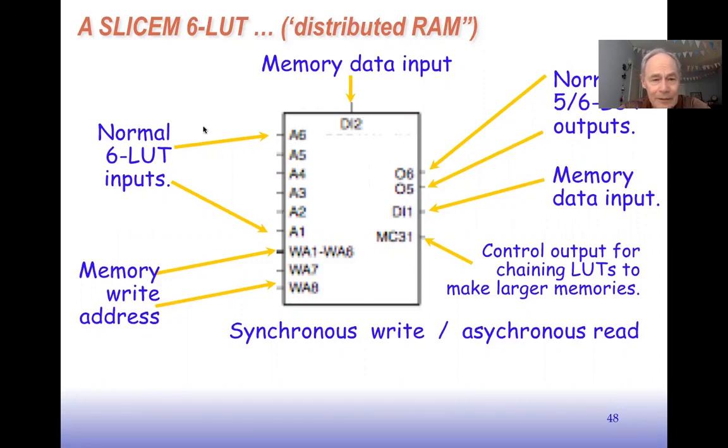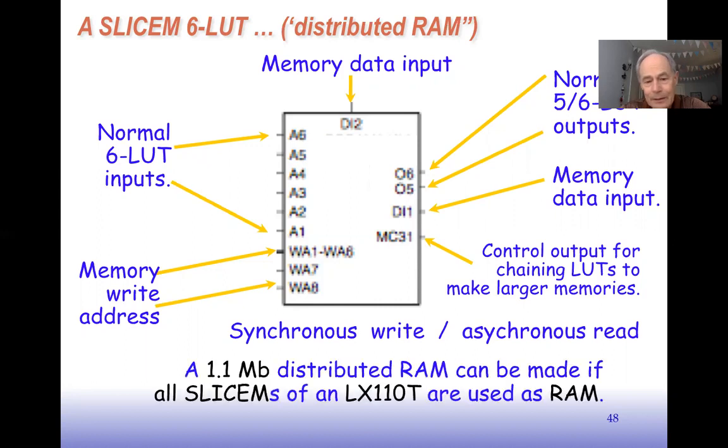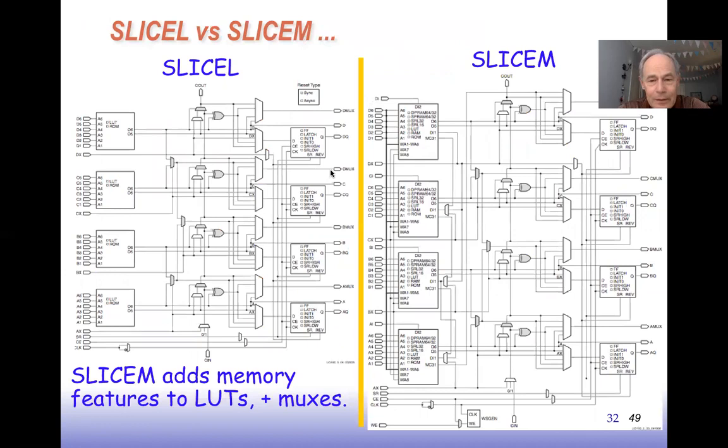If you look at the interface of this thing, it has the usual inputs to the six-input LUT, and it has the normal five or six LUT outputs over here, but it also has a data input, and write address pins for writing into this slice M. The change is shown here. I'm not going to go through all the details, but this is the slice that we saw previously with the LUTs here. This is the carry logic for implementing fast adders. These are the flip-flops. It looks like that, only these LUTs here, we can use as small memories.